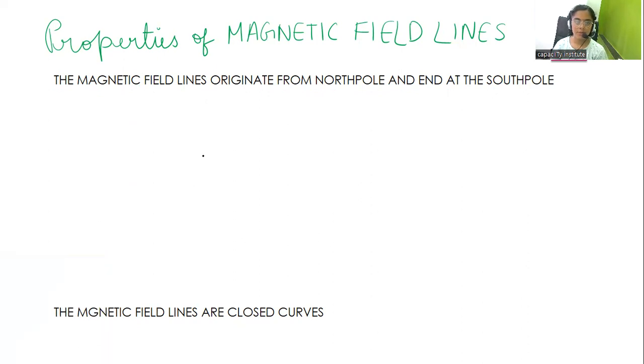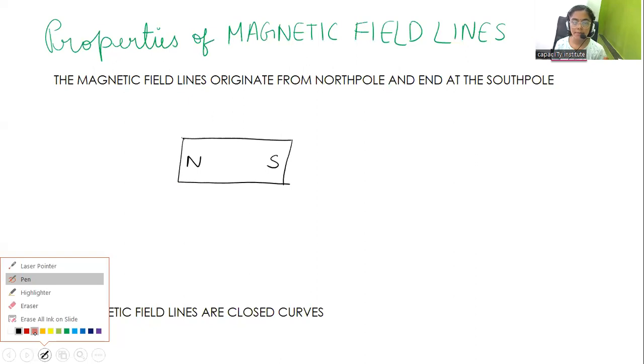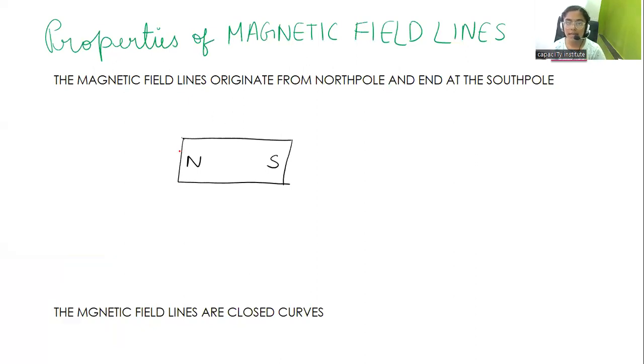Now again I am drawing a bar magnet. The magnetic field lines originate from the North Pole means that they start from the north and end at the South Pole. Here also they start from the north and end at the south. Now this is happening outside the bar magnet.